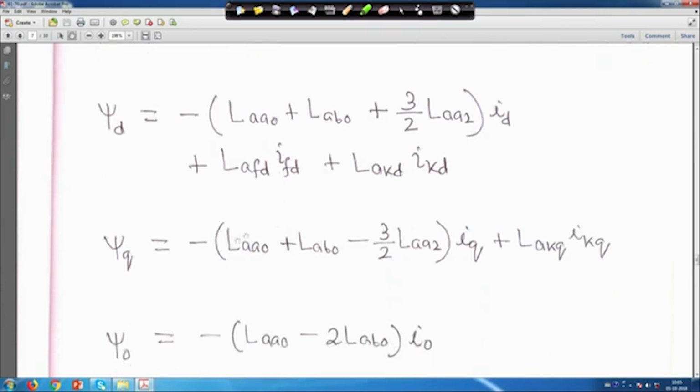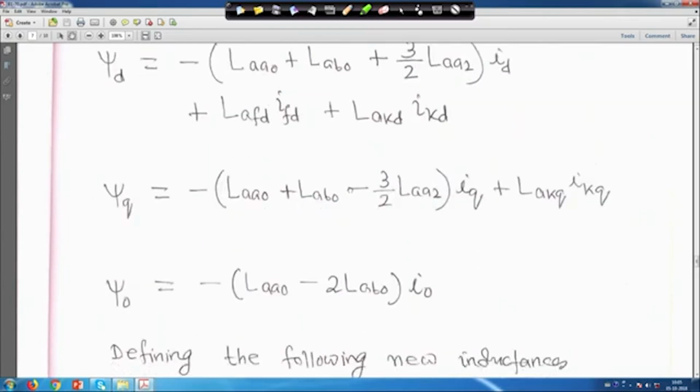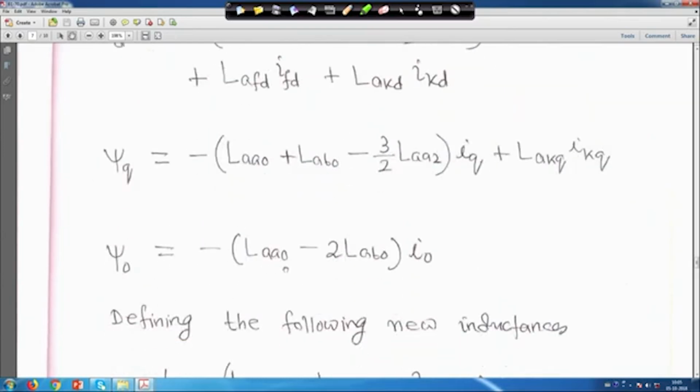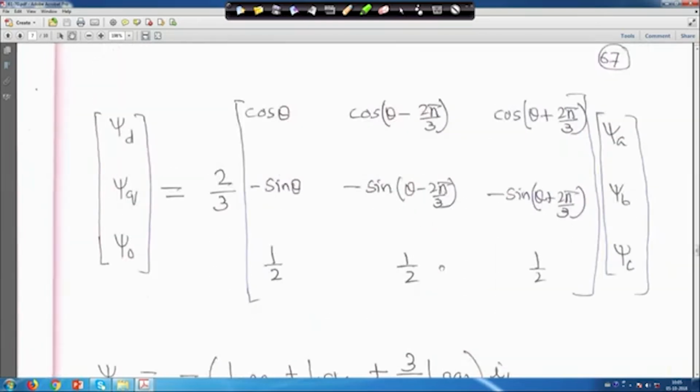Similarly, psi q will become minus (LA0 plus LAB0 minus 3 by 2 LA2) IQ plus LAKQ IKQ. Similarly, psi 0 will be minus (LA0 minus 2 LAB0) I0. I will request all of you who are listening to this, when you go through it, put in the psi a, psi b, psi c expressions and try it a little bit. Here I have to save some time.